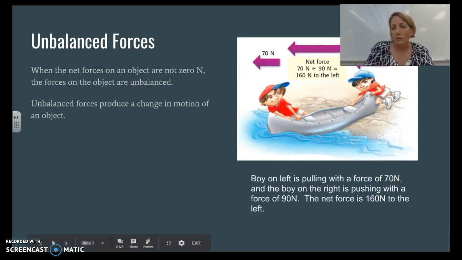So for example, our boys in the canoe, and I apologize that my screen is covering this up here. This boy right here is pulling the canoe with 70 newtons to the left. This boy right here is pushing the canoe with 90 newtons to the left. So we get a combined total force, net force of 160 newtons to the left, which will eventually get this boat in the water.